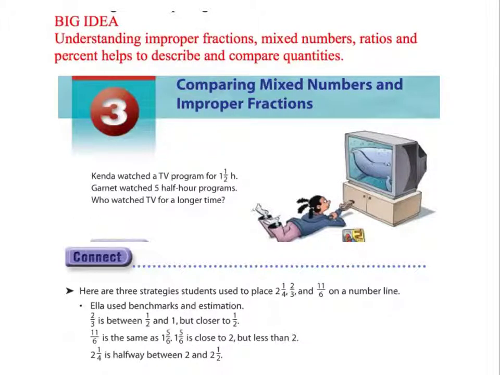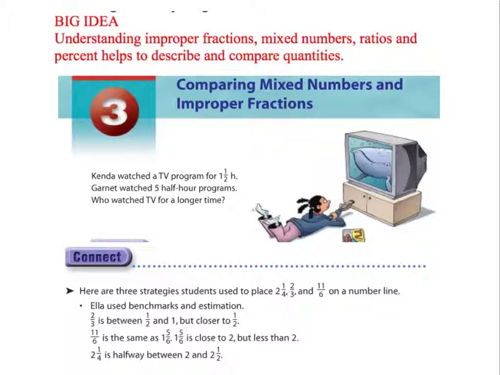Right, grade 6. So we are continuing with our big idea. Understanding improper fractions, mixed numbers, ratios, and percent helps us to describe and compare quantities. Now today we're focusing on the comparing part, being able to compare mixed numbers and improper fractions. This is lesson 3 of unit 5 in your textbook.